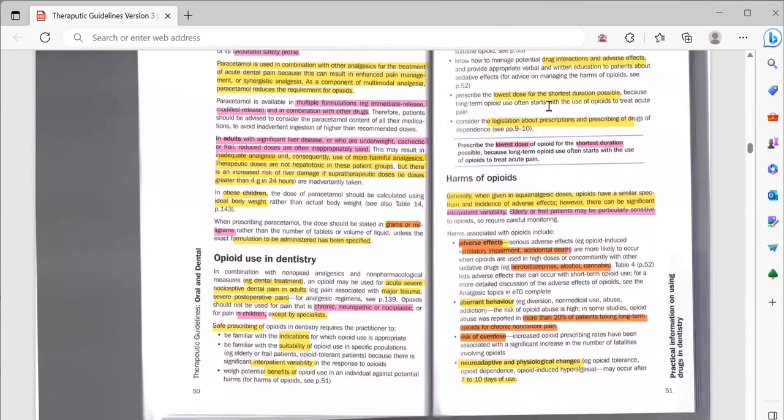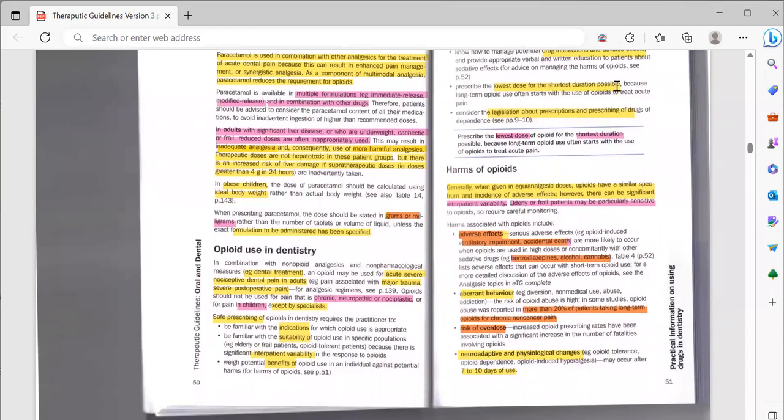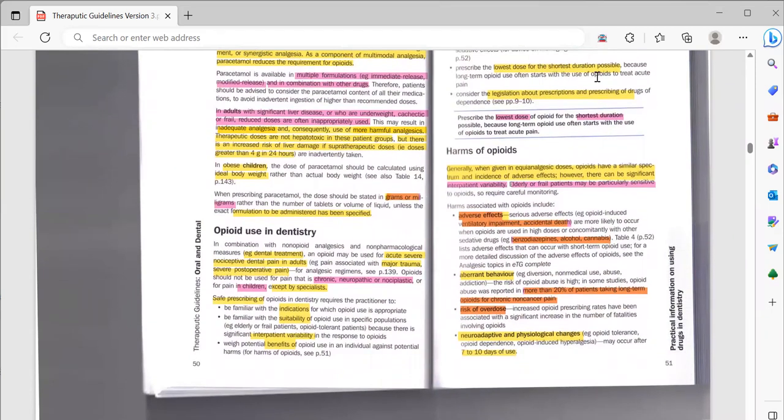Prescribe the lowest dose for the shortest duration possible. For NSAIDs and paracetamol, we generally prescribe for 5 days, but for opiates it is only 3 days, because long-term opioid use often starts with the use of opiates to treat acute pain. Consider the legislation about prescription and prescribing of drugs of dependence.